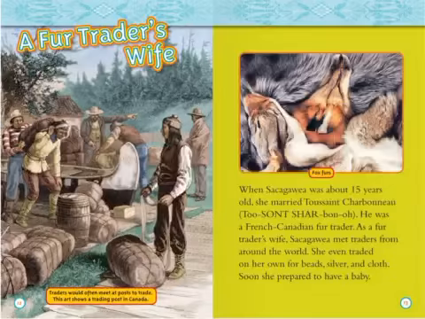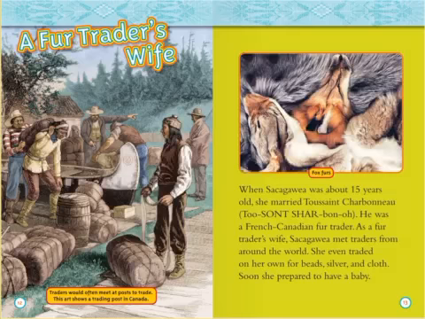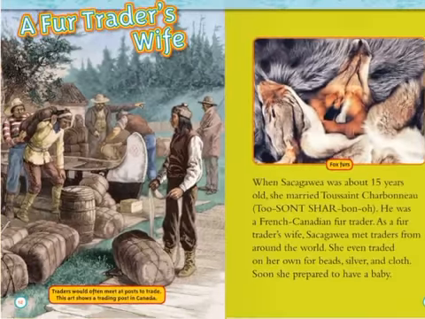Ooh, okay. Next section, a fur trader's wife. When Sakakawea was about 15 years old, she married Toussaint Charbonneau. He was a French-Canadian fur trader. As a fur trader's wife, Sakakawea met traders from around the world. She even traded on her own for beads, silver, and cloth. Soon she prepared to have a baby. So fox furs there. Traders would often meet at posts to trade. This art shows a trading post in Canada.